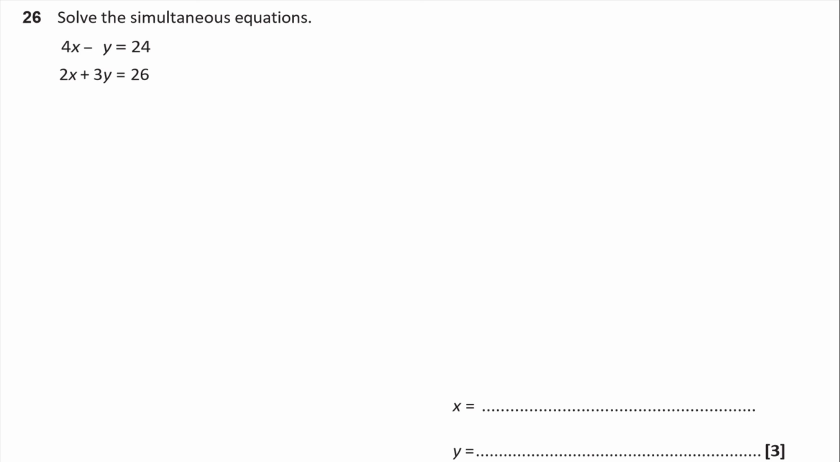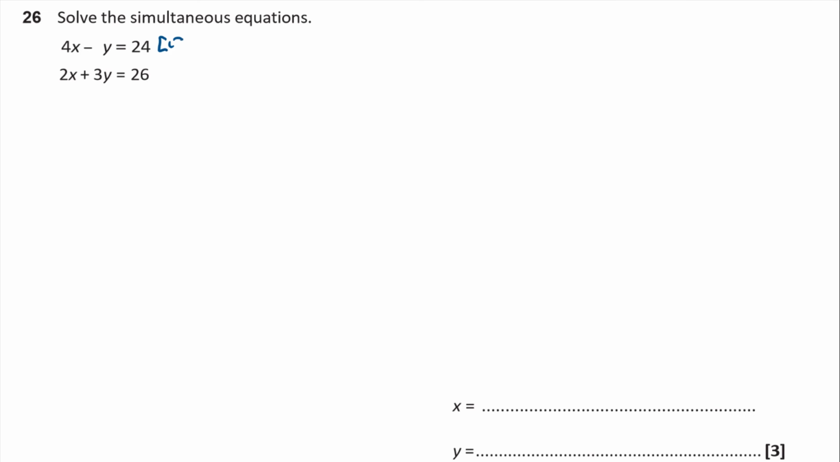Now, when you've got linear equations like this and you want to solve them simultaneously, the easiest way is by elimination, and to do that you need to try and get two of your values the same. Now my 4x and 2x are different and my y and 3y are different, but if I multiply one of the equations up so it matches the other one, then I can go ahead and eliminate.